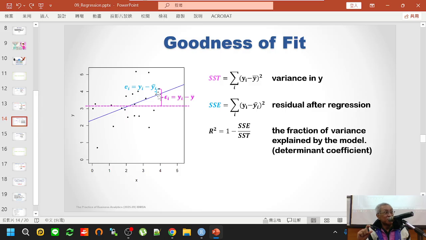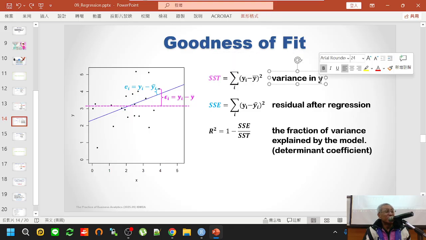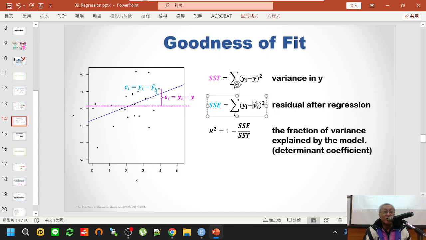So when we are estimating the accuracy of Y, we usually use this equation. First of all, we calculate the variance of Y toward its average. And then we calculate the variance of Y along the estimated value, which is the residual after regression.